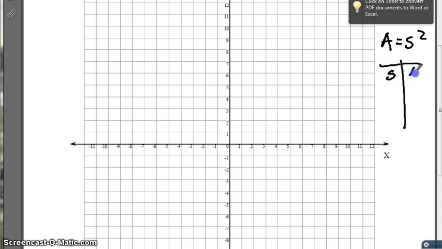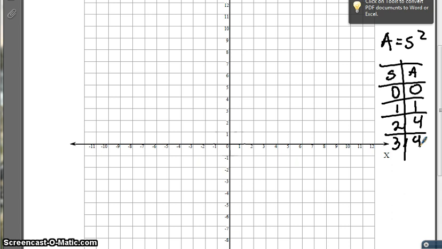So s and a. Let's start at 0. When s is 0, a is 0. When s is 1, a is 1. When s is 2, a is 4. When s is 3, a is 9. You can see now we start to take off.